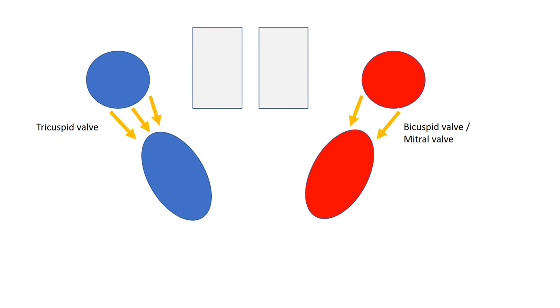On the left side is the bicuspid valve or the mitral valve, and there are two flaps with this valve. So the memory jogger here is you have to try it before you buy it, because the tricuspid valve comes before the bicuspid valve.